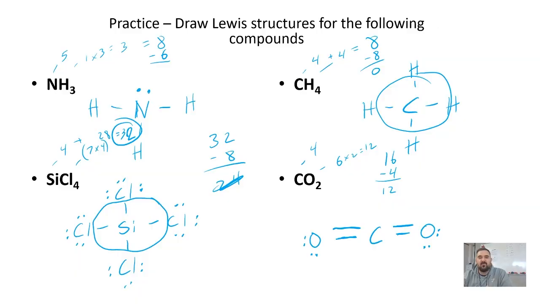So anytime you put in all your electrons and you find that something doesn't have an octet, that's when you start using double and triple bonds.